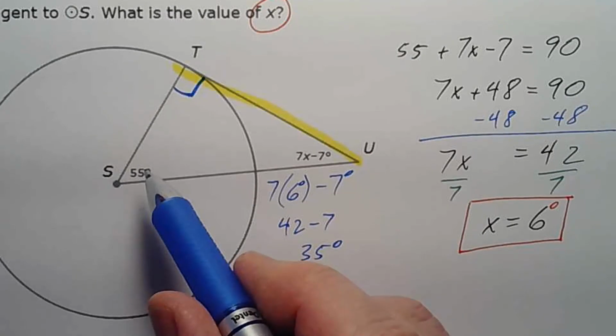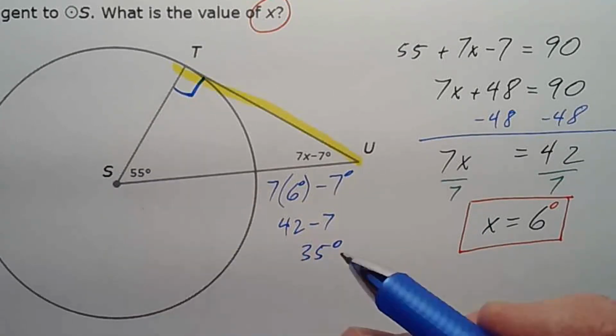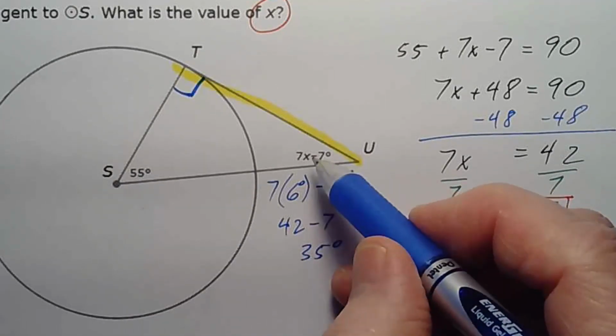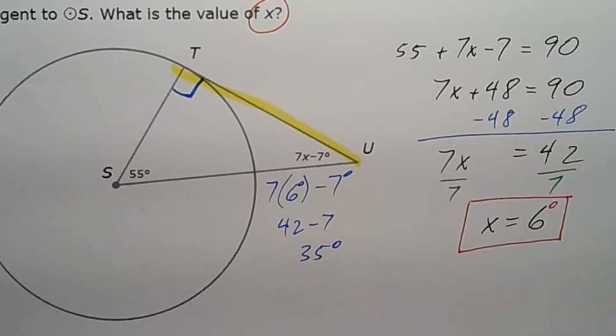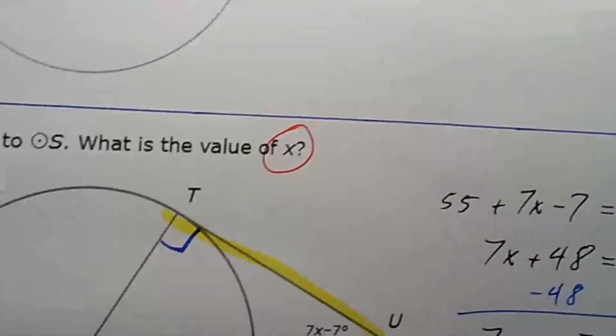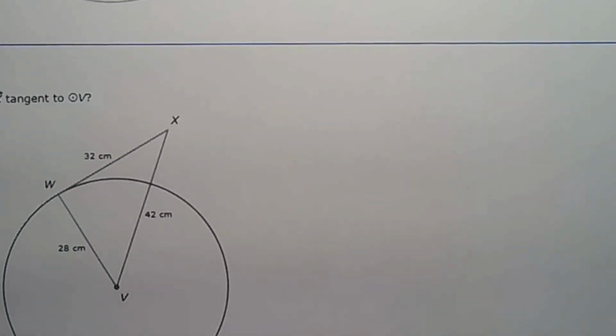I mean, you can't assume it's to scale, but it looks roughly 55, and to me, this looks roughly 35. So I'm feeling pretty good about my answer of 6 degrees. Well, let's keep moving then. And finally, let's do a couple lengths calculations.